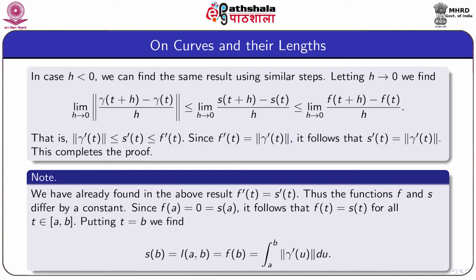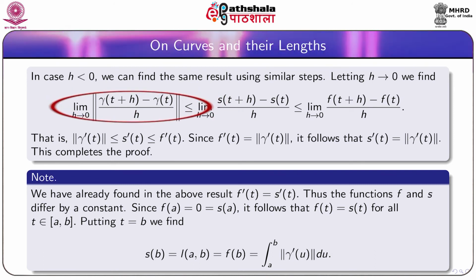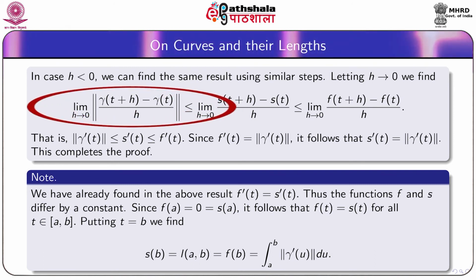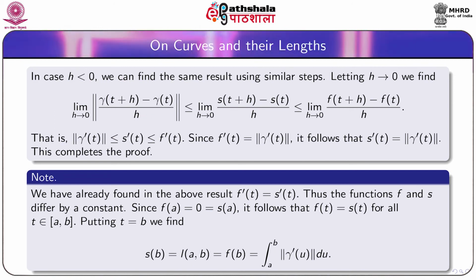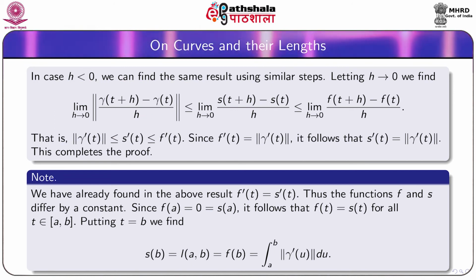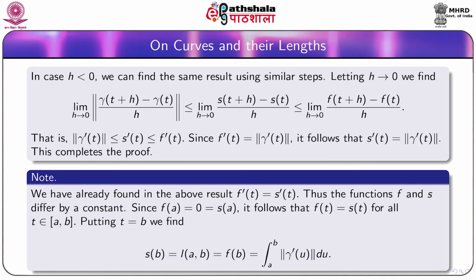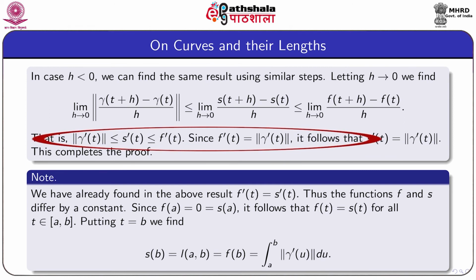In case h is negative, we can find the same result using similar steps. Letting h tend to 0, we find the limit of norm of (gamma(t+h) - gamma(t))/h as h approaches 0 is less than or equal to the limit as h tends to 0 of (s(t+h) - s(t))/h. This is less than or equal to the limit as h tends to 0 of (f(t+h) - f(t))/h. That is, norm of gamma'(t) is less than or equal to s'(t), which is less than or equal to f'(t).